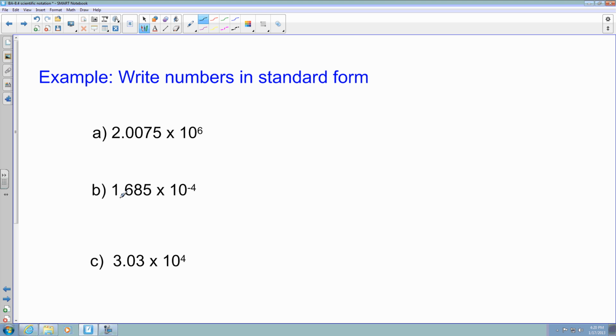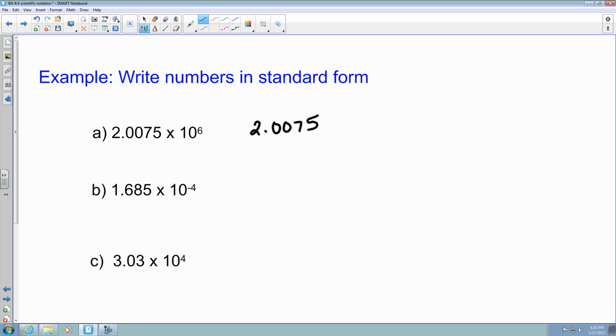They're also going to ask you whether to write numbers back into standard form. So you're given scientific notation, write it in standard form. So here's what you do. I'm going to rewrite the value, so I'm going to go 2.0075, and now I have times 10 to the 6. So a 6 power means that it's a value that's larger than 1.